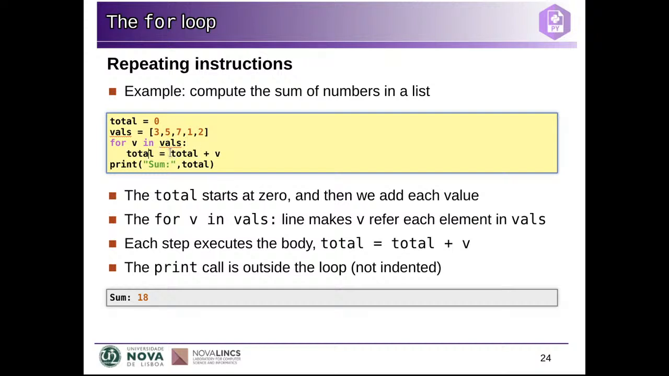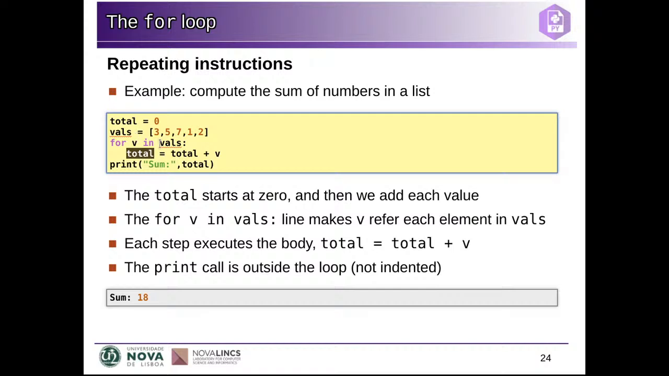So what you're telling Python is to figure out how much this expression is worth, so what is the result of this expression, and then store that value in this variable. Since total starts at 0, v will point to 3, 0 plus 3 is 3, and now we put the 3 in total. And now total has the value 3.